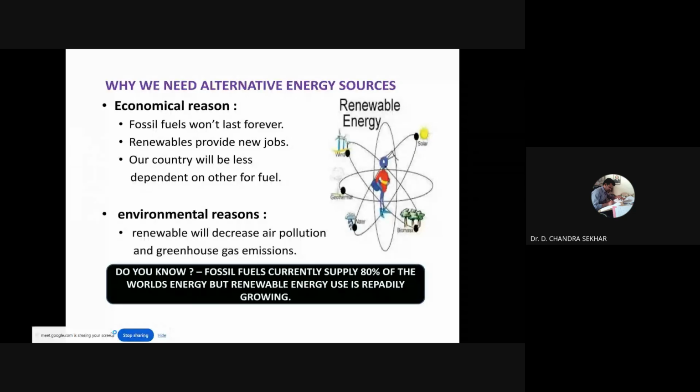Renewables provide new jobs, and our country will be less dependent on others for fuel, and for environmental reasons also. Renewables will decrease air pollution and greenhouse gas emissions.